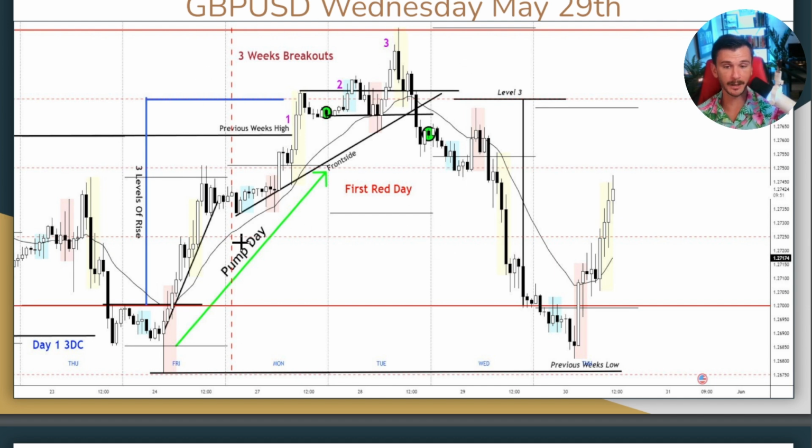3 weeks of breakouts, ending in 2 to 3 days of breakouts to the upside, and a first red day. An overextended market that now gives us a first red day presentation. Those are going to typically be a lot more reliable to me than something that has been going down for 2 to 3 weeks and then gives me a first red day.